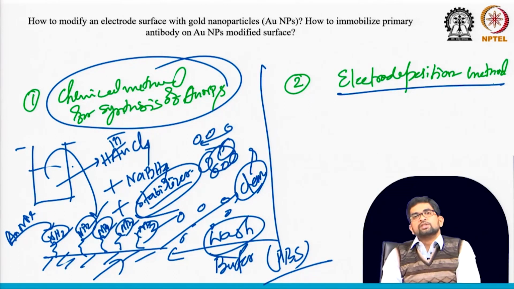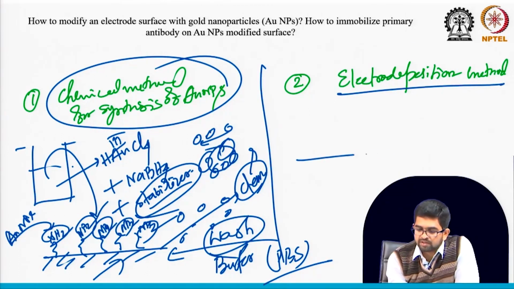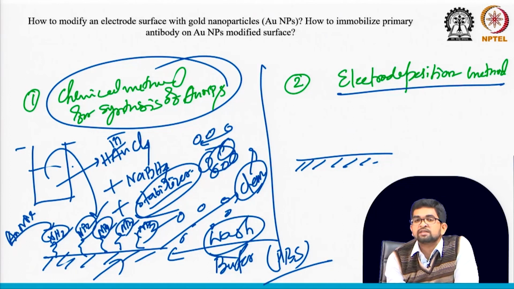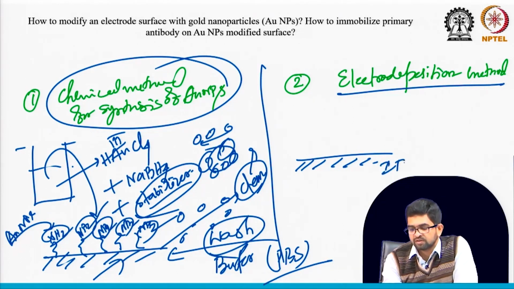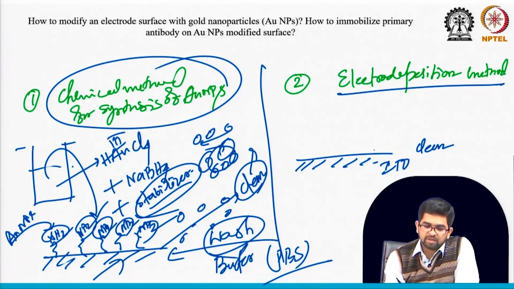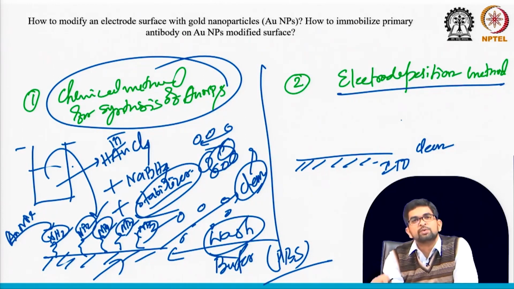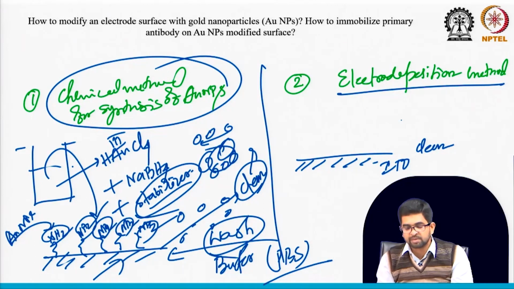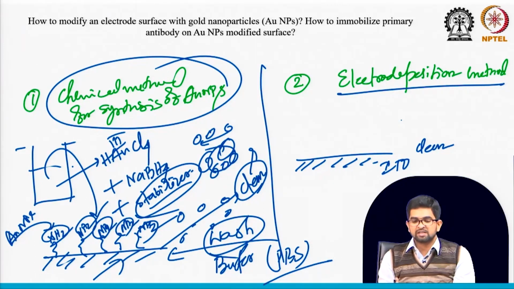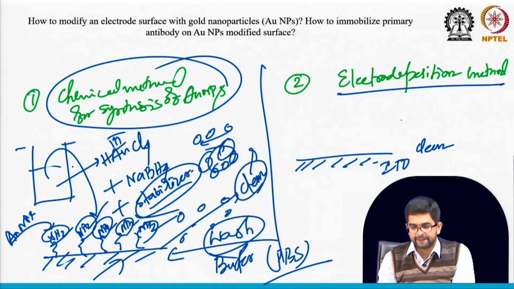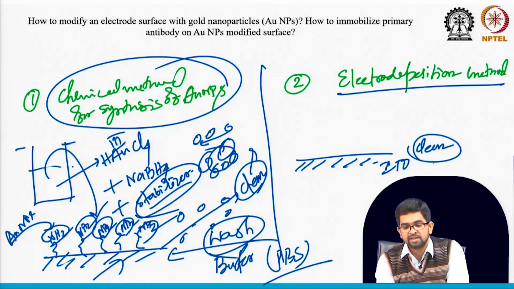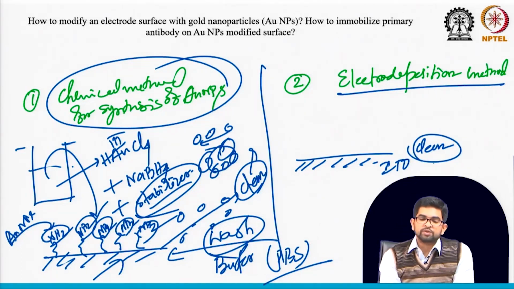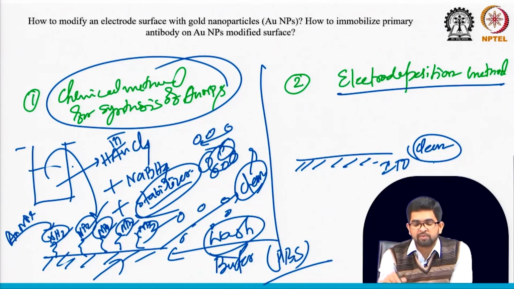Now, come to the electrodeposition method. Electrodeposition means you have to take a very clean electrode surface, suppose ITO, right? Always you have to clean. Otherwise, if there are lots of impurities and you deposit your gold nanoparticles on the surface, they will actually deposit on the impurities. So, the surface will not be reproducible, and that is not good for biosensor development. Always clean the surface properly before depositing any kind of nanomaterial.